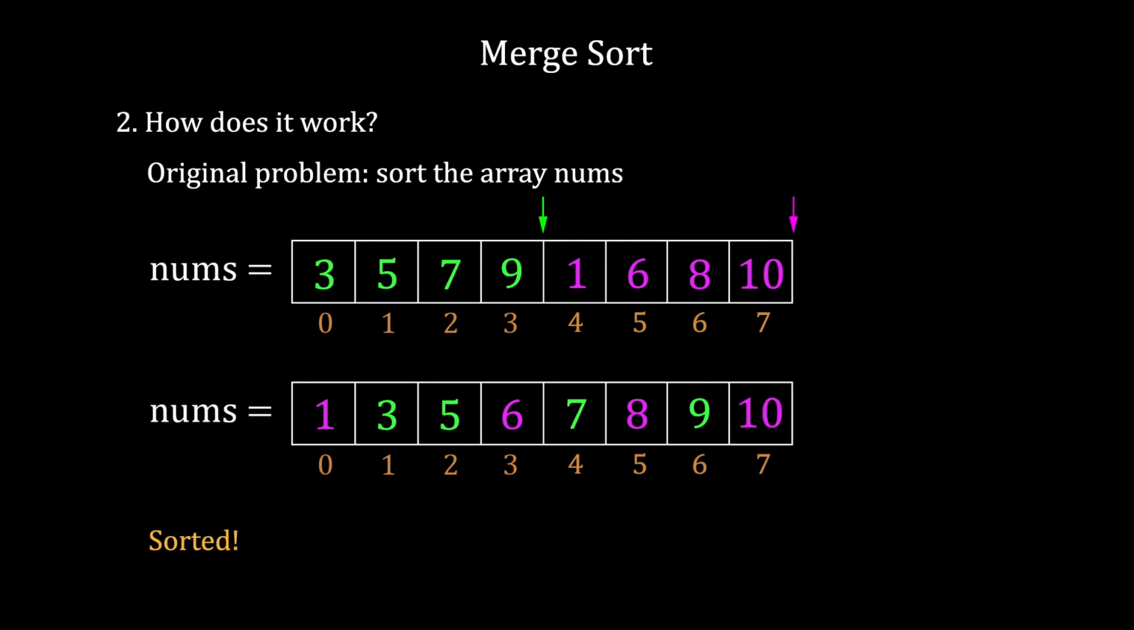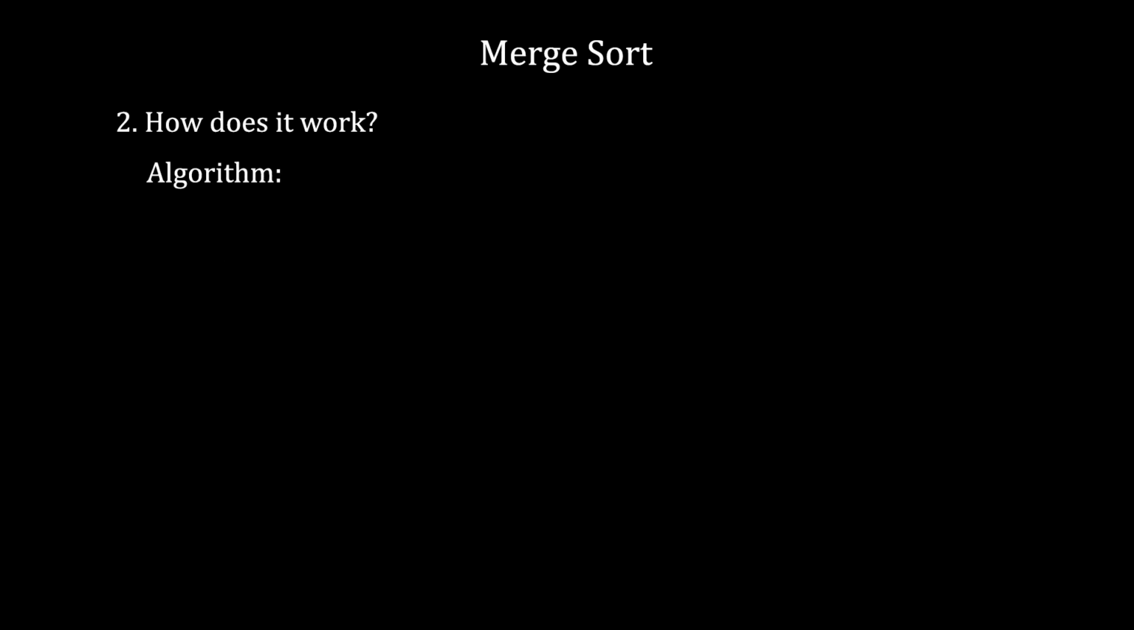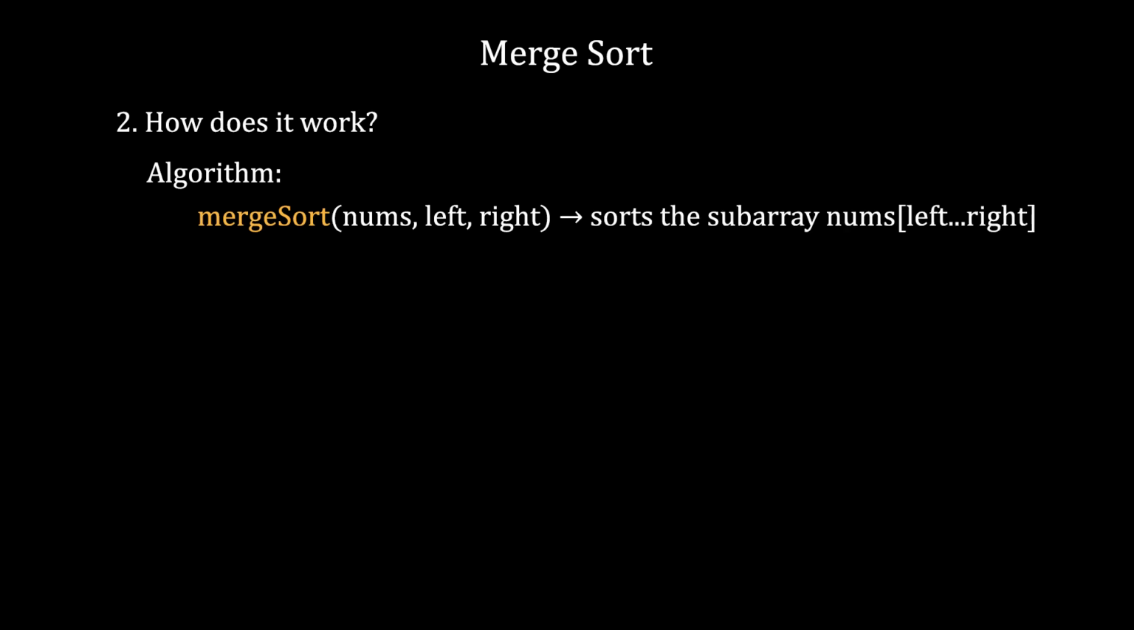And the whole array nums is now indeed sorted. Now let's see a little bit how this algorithm looks like. Usually, when implementing divide and conquer approaches, we will use a recursive function. So let's define the recursive function named merge sort, which takes three arguments, nums, left, and right, and sorts the subarray nums from left to right in place.